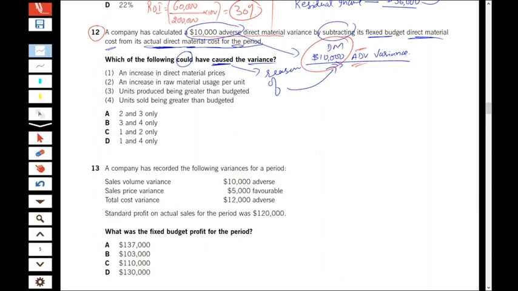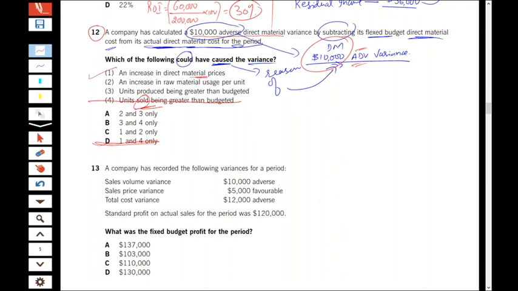Number one, can it be the reason that direct material prices would have increased? Can it be possible that material price increase was the reason? Yes, increase in the direct material prices. Number four is saying units sold greater than the budget. Nothing to do with your units sold. And when you had deducted number four, that means option D is eliminated. This is the good MCQ technique. It's nothing to do with the sold.